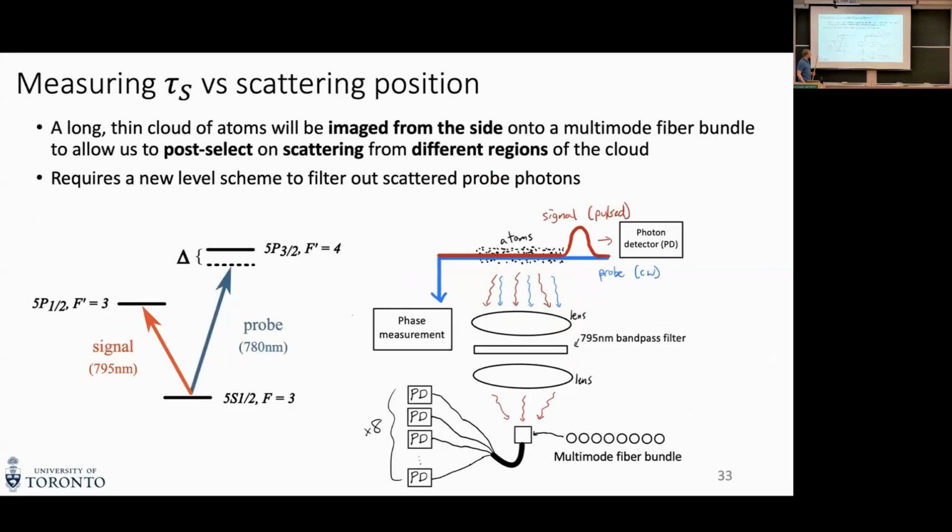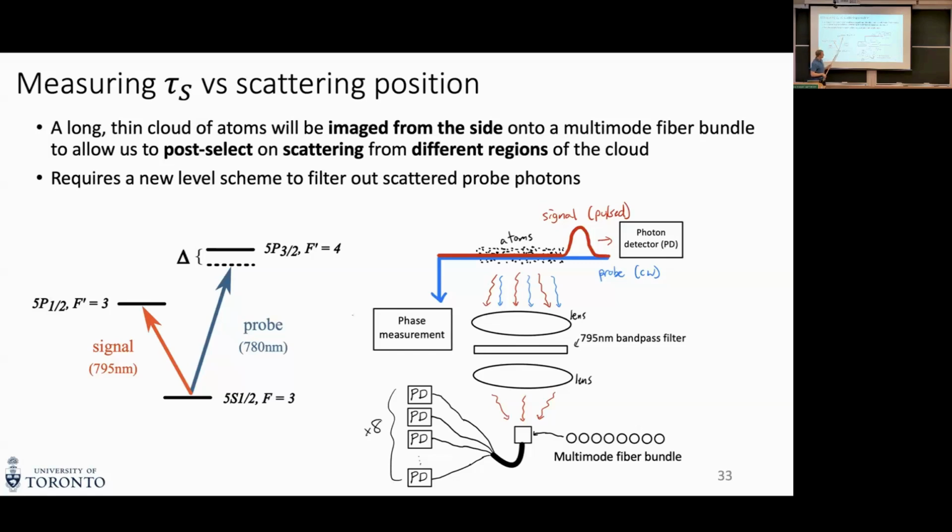So here's my plan for doing this. The experiment is quite a bit more complicated for a couple of reasons. First of all, the level scheme has to be different. Previously, we had a 2-level system, and both lasers were addressing the same transition. That's problematic because both the signal and probe beam are scattering lots of photons, and if they're nearly the same frequency, you can't tell the difference between them. So we're having to switch to another transition to use for the signal beam so that they're far enough apart in frequency that we can separate them out that way.